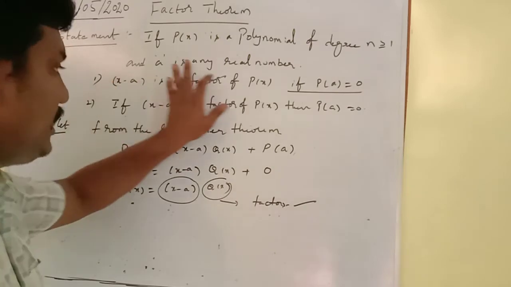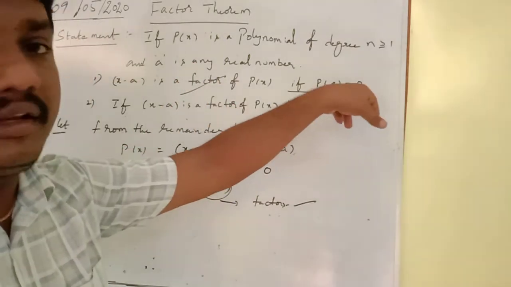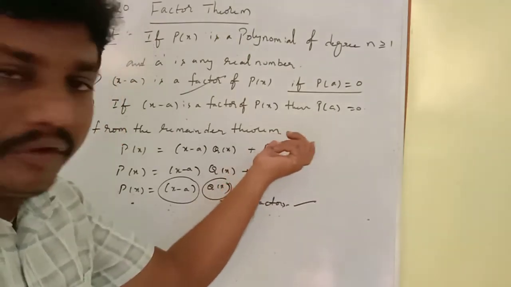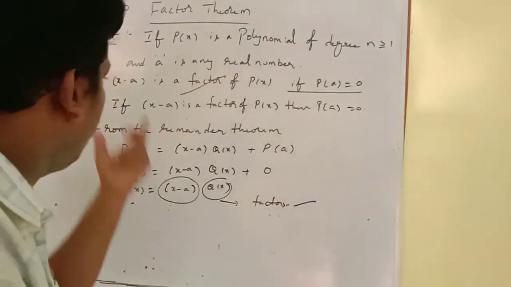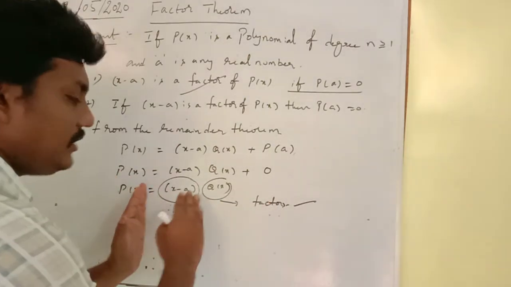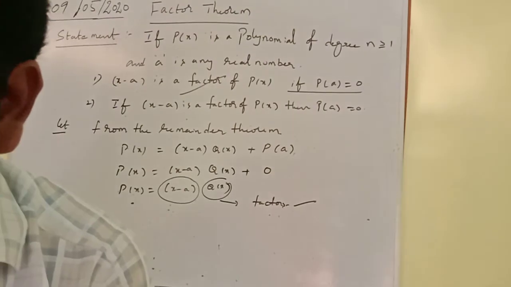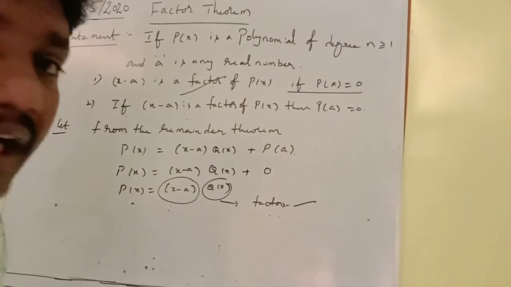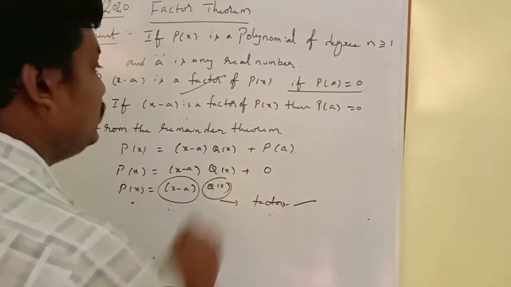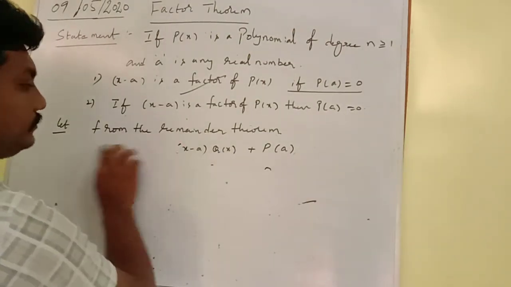Proved. x minus a is a factor. When p of a is 0, it automatically becomes that x minus a is a factor, because p of x is the product of x minus a and q of x. Now we are going to prove the second statement. So this is also the same.